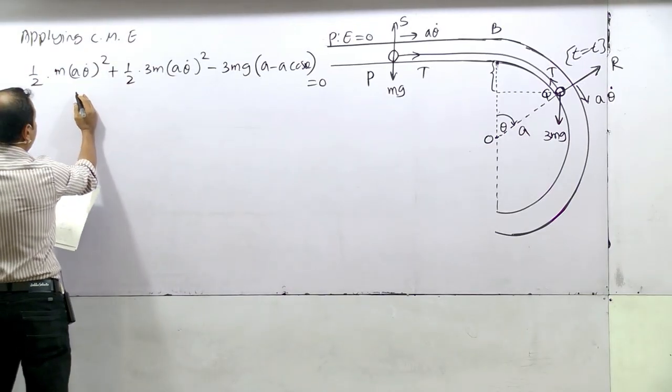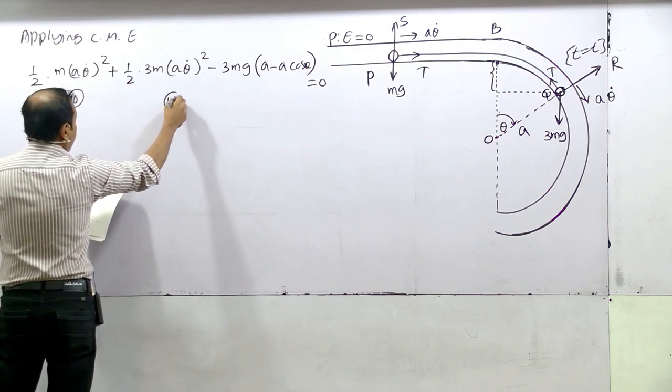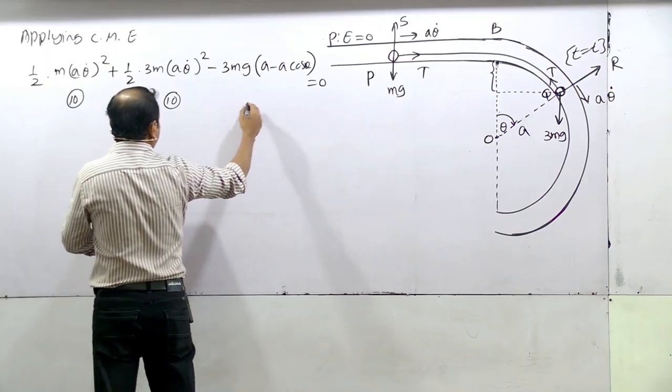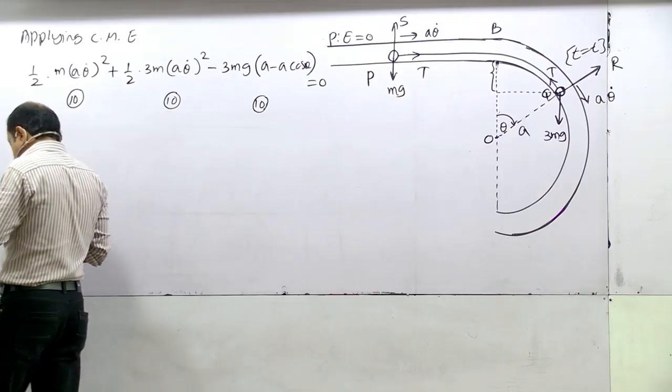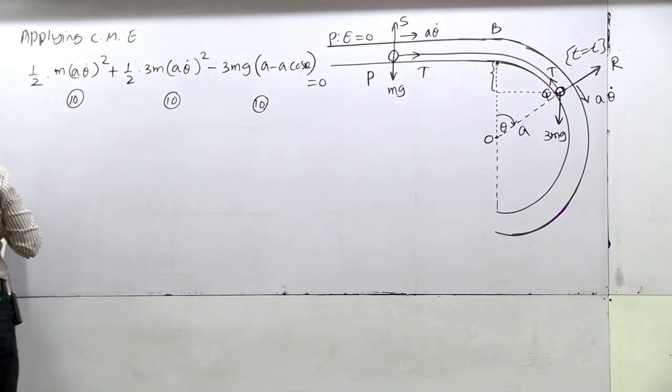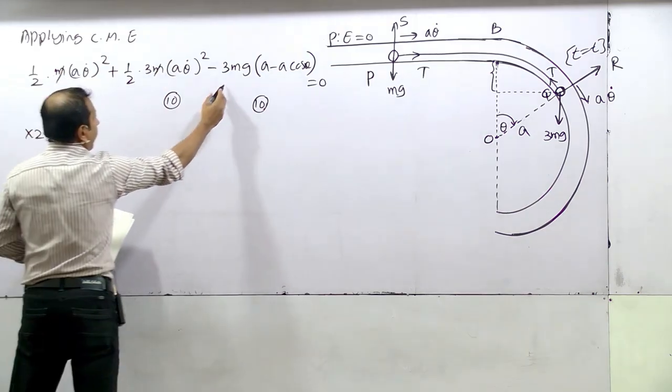Marks come in this way. Write in this 10 marks, 10 marks, and here 10 marks. Okay, now multiplying this by 2 and cancelling down by m.